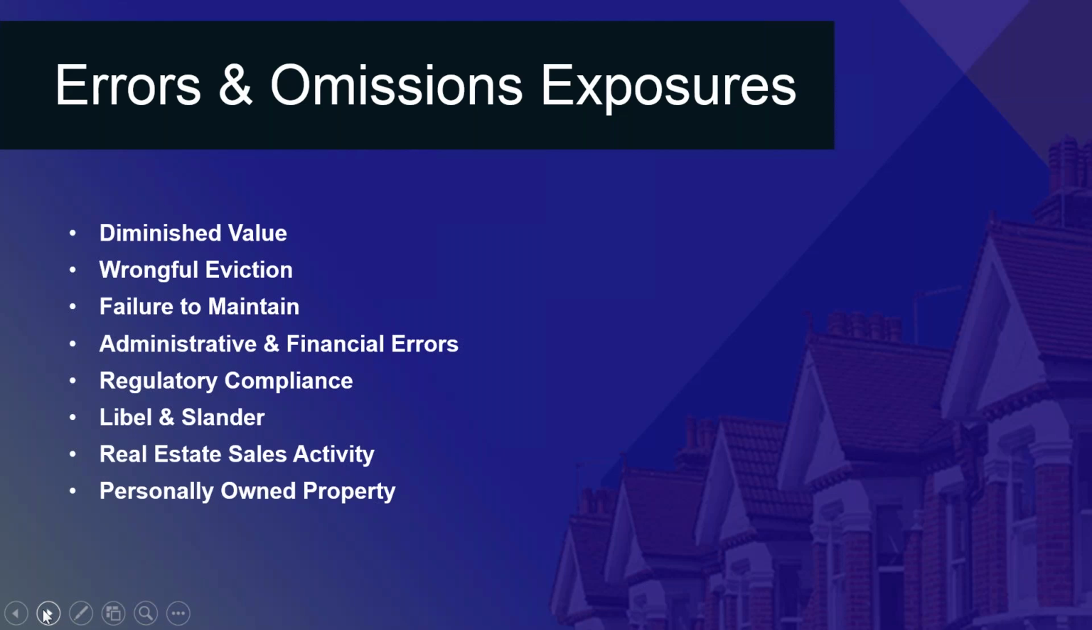So some of the exposures that they have under errors and omissions is a diminished value exposure. They don't manage a property to the best of their ability, and the value of the property diminishes. They can sue the property manager for that diminished value. They have a wrongful eviction exposure. Not every property manager, but those that are running credit checks and making the decision who is or is not going to rent an apartment or a house. They have the failure to maintain exposure. Administrative and financial errors, a lot of them are collecting fees or collecting rents. Regulatory compliance, when you have your condo association managers, they need to make sure that all the common grounds are up to code, etc. They have a libel and slander exposure, personal injury.